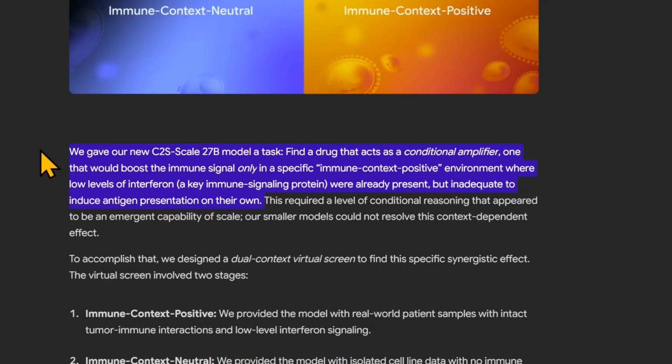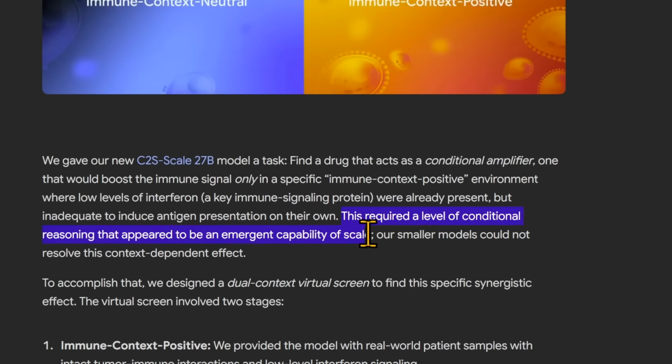For this task, the model was given a very context-dependent problem. It required a level of conditional reasoning that appeared to be an emergent capability of scale. The smaller models could not resolve this context-dependent effect. So it's important to understand what this means.